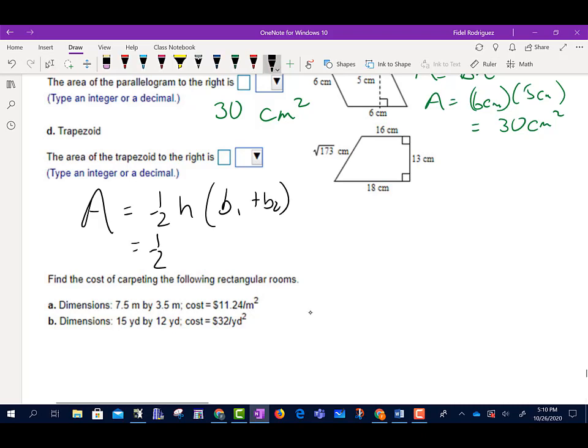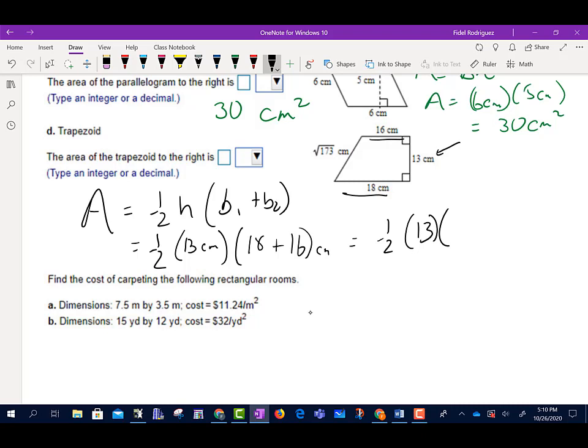So 1/2. The height is 13, so I'm just going to do it like this, 13 centimeters. Base 1 plus base 2, so 18 plus 16. This is also in centimeters. Okay. So I'm going to have 1/2 times 13. 16 and 18 should give me a total of 34.